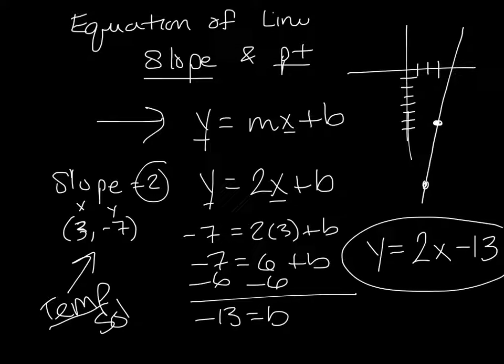So here's my equation. Now, one thing that happens when you do this is if your slope is a fraction, you might be working with fractions in here. So you just have to remember that when you add and subtract fractions, you get a common denominator. When you multiply or divide, you don't. You just multiply across the top and bottom. All right, so that's slope and a point.